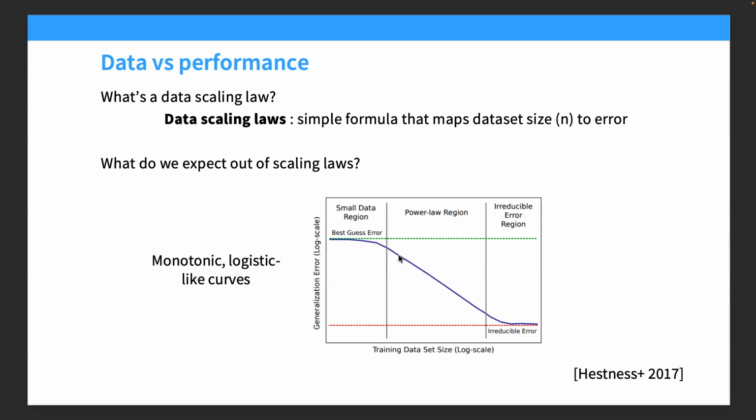In reality, the performance usually lies in the power law region, where you will observe a log-linear relationship. It's usually very hard to get to the irreducible error region, unless your problem is very simple, and then a few data points will already saturate the performance. So we will mainly focus on the power law region.